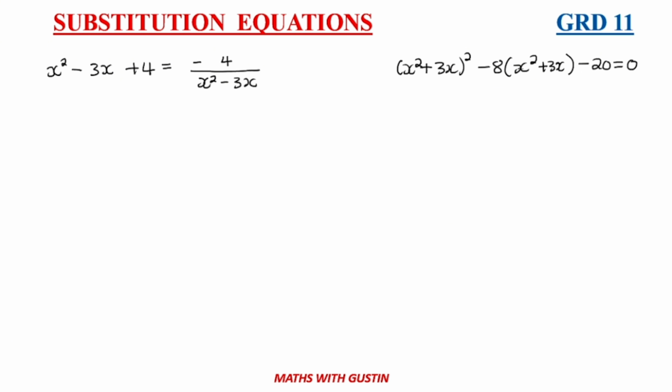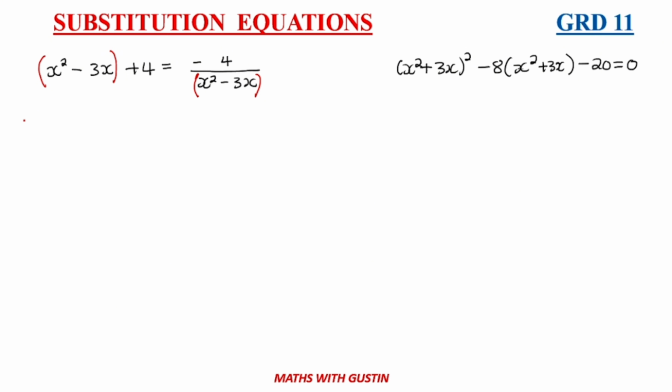Okay, so now what we have here is x squared minus 3x plus 4 is equal to minus 4 all over x squared minus 3x. This equation requires us to solve for x by substitution. If you have a look at this x squared minus 3x, and also you have x squared minus 3x, the key here is that you must look at if you've got something that is the same in the equation or it's repeating itself.